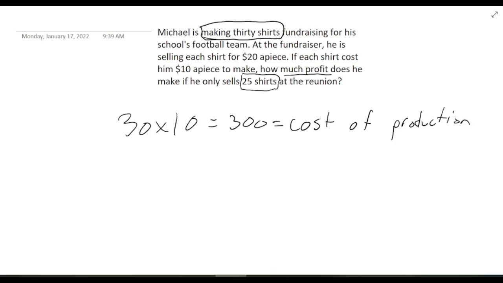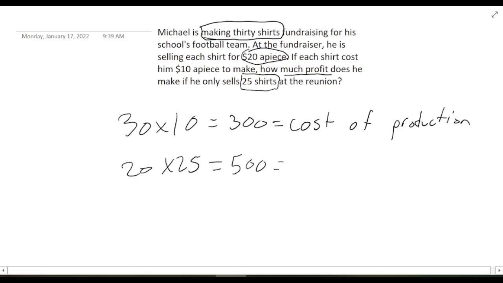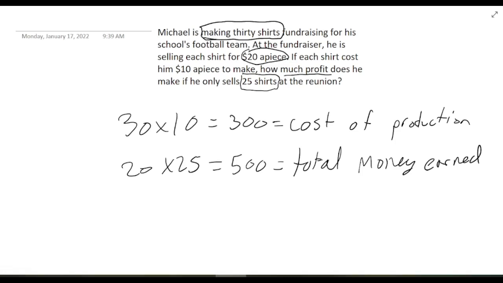Now we want to figure out how much money he made total. So we know he sells them for $20 a piece, and he sold 25 at the fundraiser. So we can do 20 times 25. That's going to equal 500. So that's going to be the total money earned. And remember, 500 is not going to be our answer. 500 is not the profit he made. If the question was asking us what his gross income was, then 500 would be our answer.